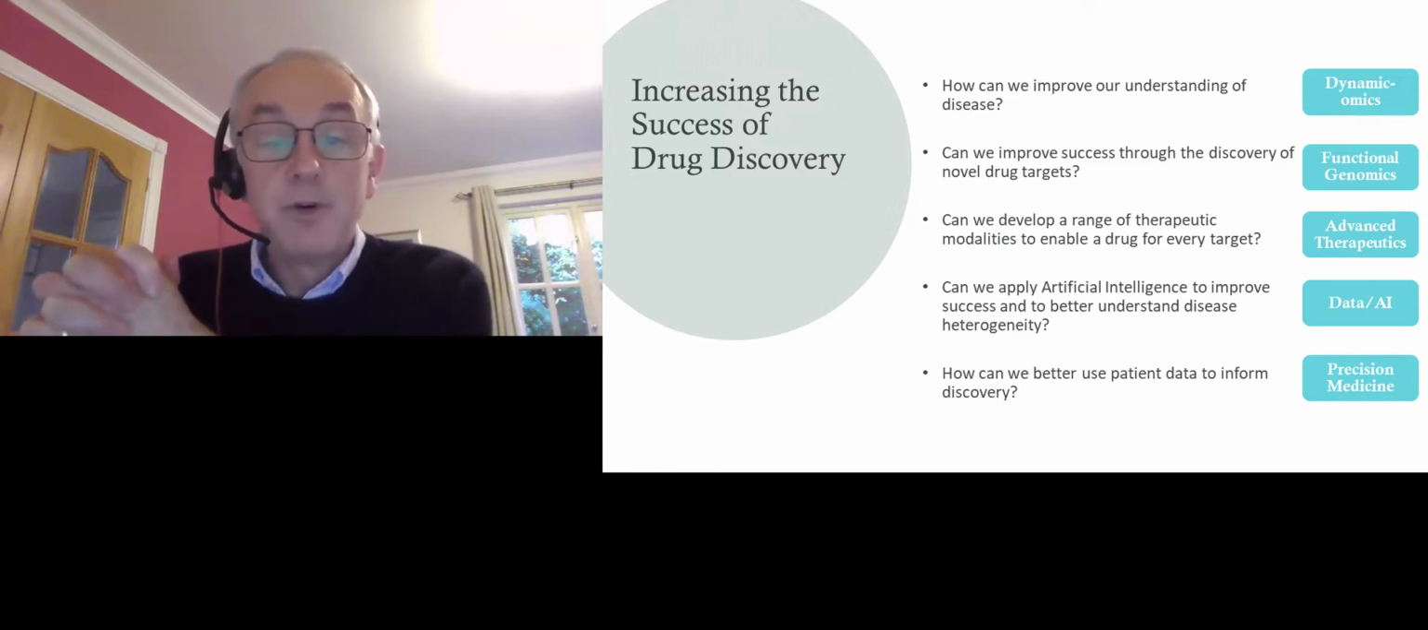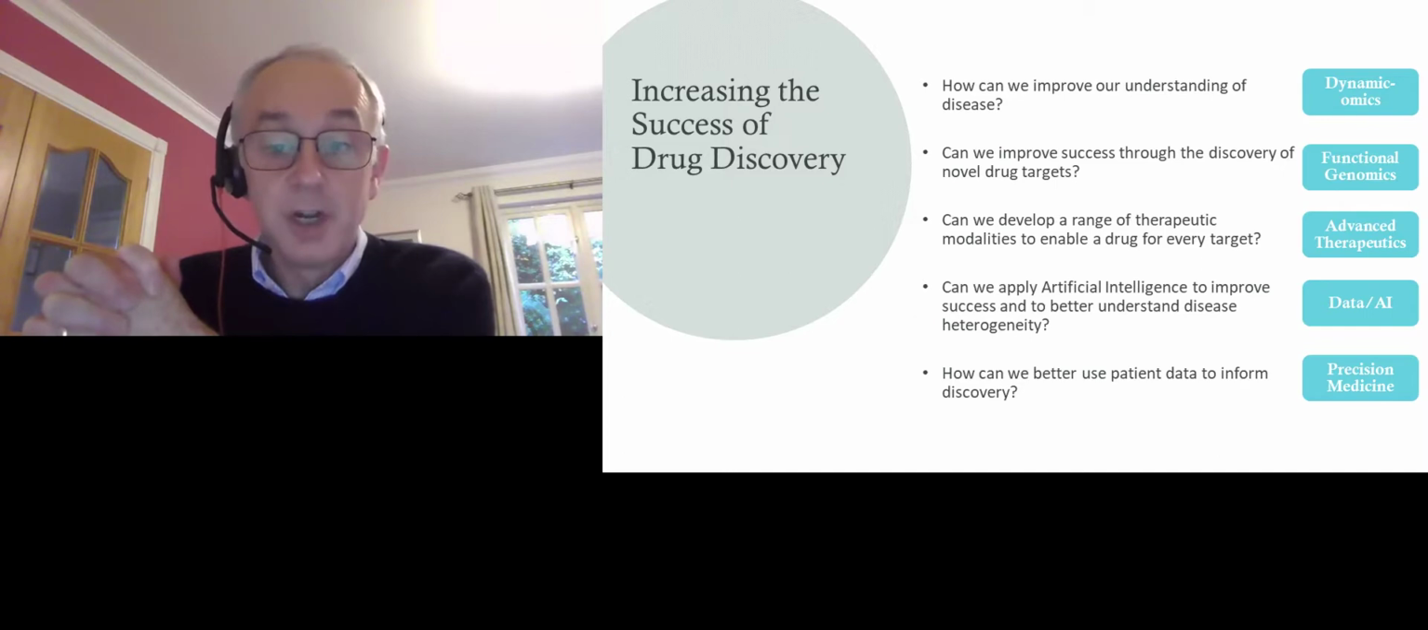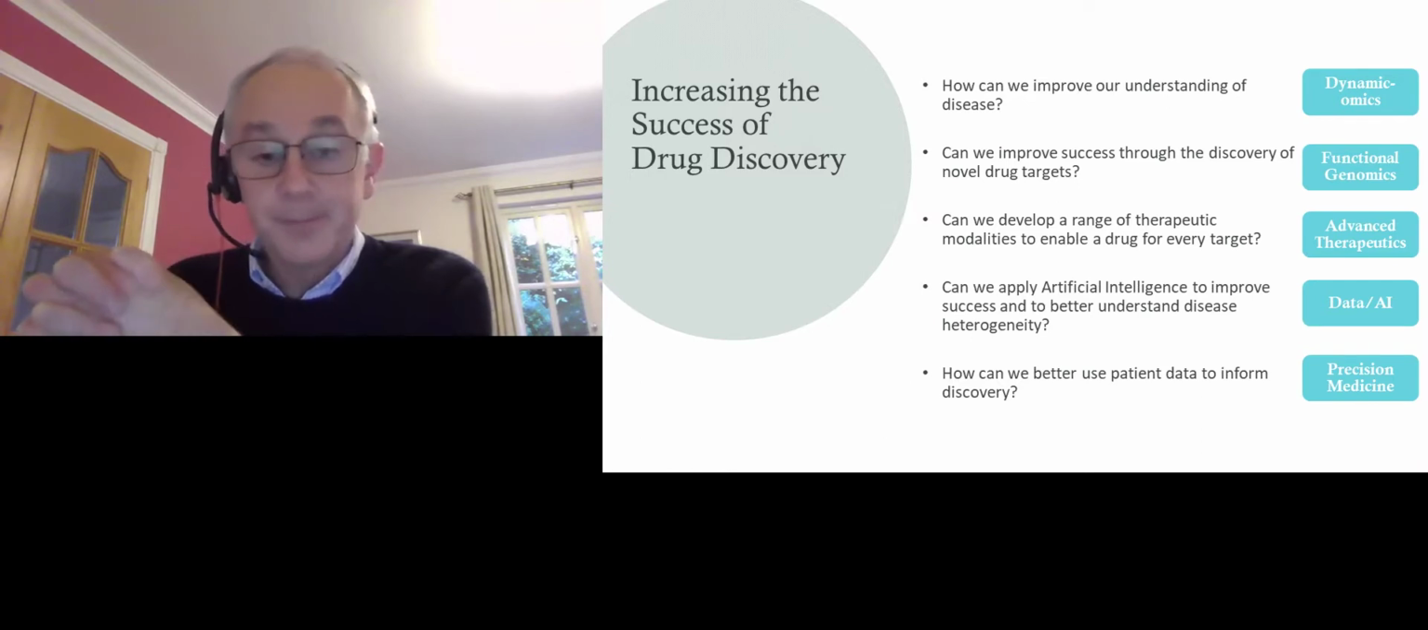So can we improve success through the discovery of novel drug targets? And I'm going to talk about this at length in this presentation. There is a huge effort across the industry to use technologies such as genetic association of disease, functional genomics, and AI methods to identify novel drug targets that are related to specific disease or disease segments that are more likely to succeed in the clinic.